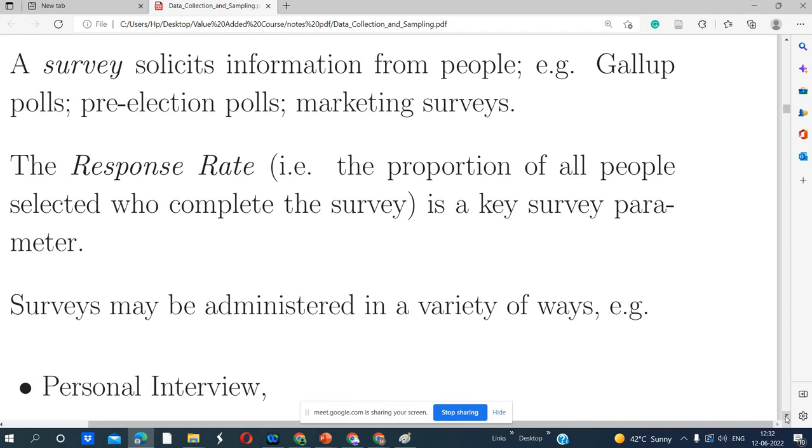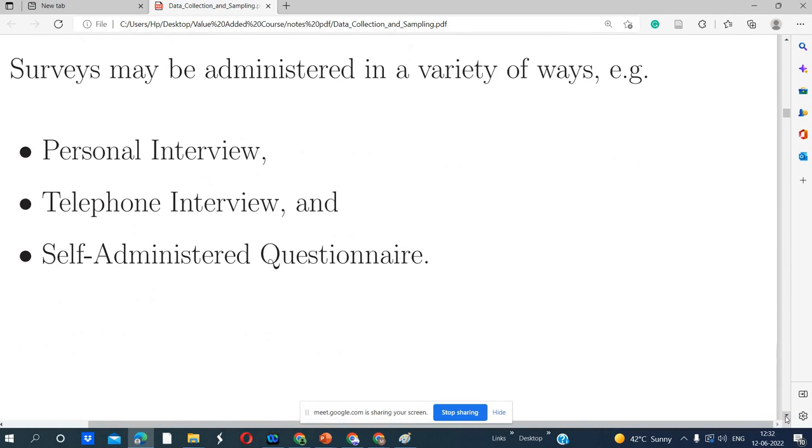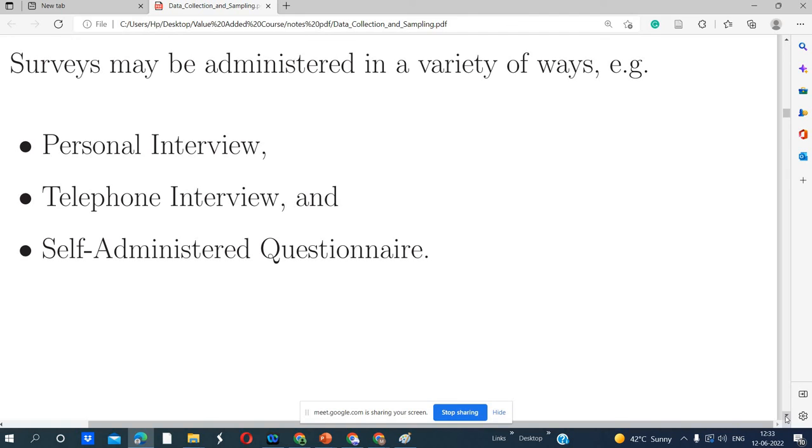Surveys may be administered in a variety of ways: personal interview, telephone interview, and self-administered questionnaire. We can do a personal interview with the hawkers. We can ask what type of food the people like here. We can do a telephonic interview also. It depends. Self-administered questionnaire: we can make a questionnaire.